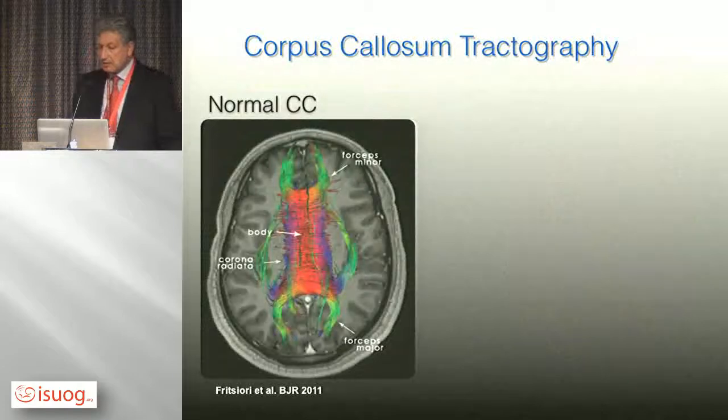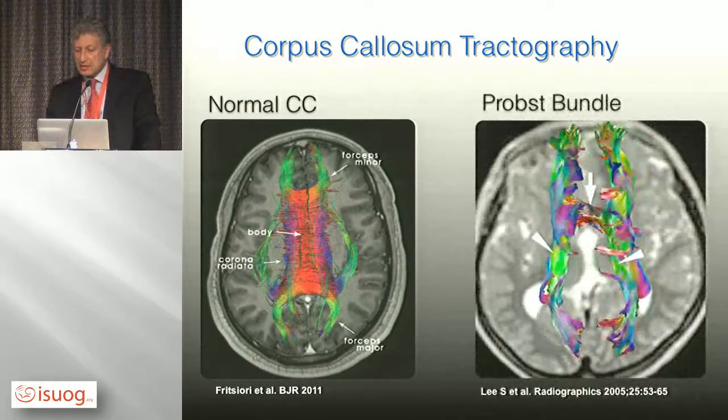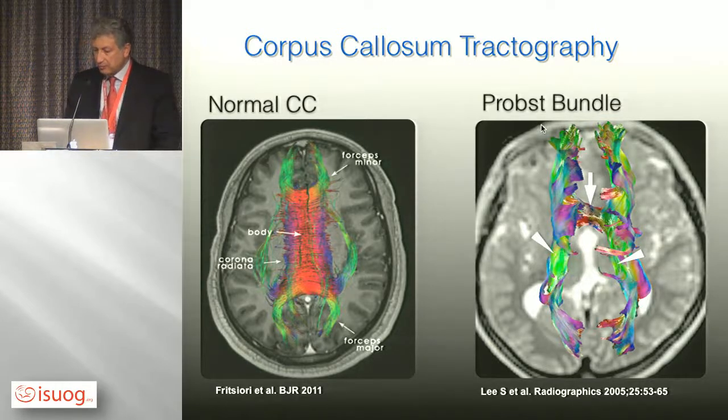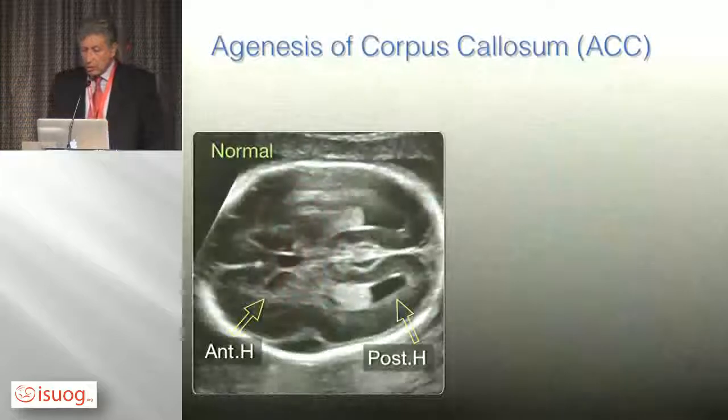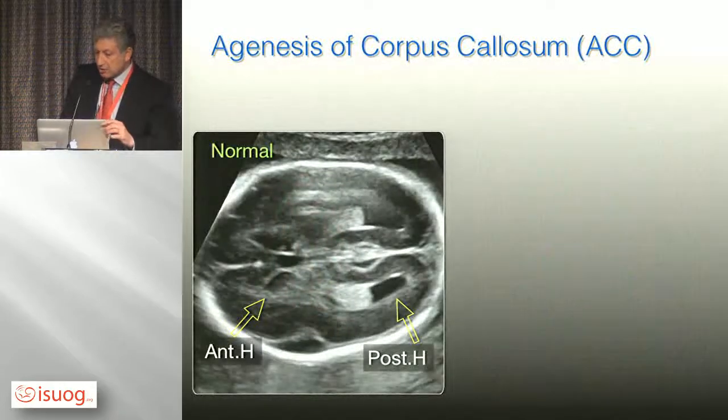And this is here on an example from a paper on tractography, the normal corpus callosum, and you see here along the midline the Probst bundle very well demonstrated on this example of tractography. Now, if you compare the agenesis of corpus callosum with the normal finding, what you see here are the typical signs on the ventricular system in the axial plane.